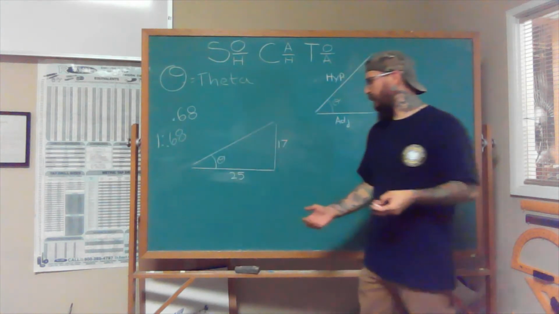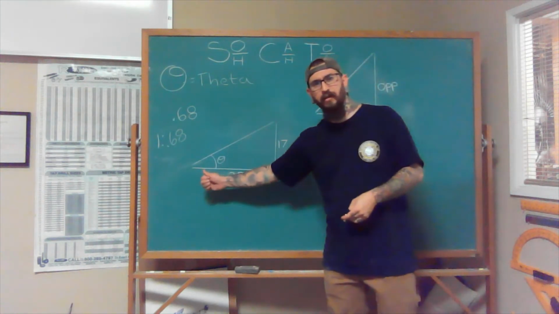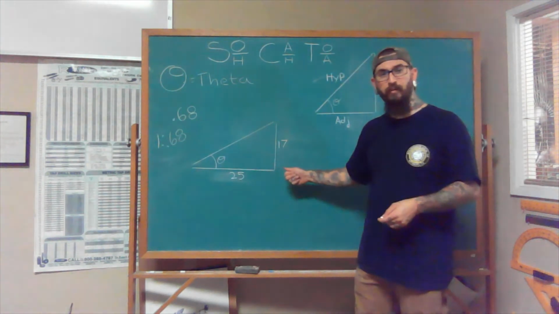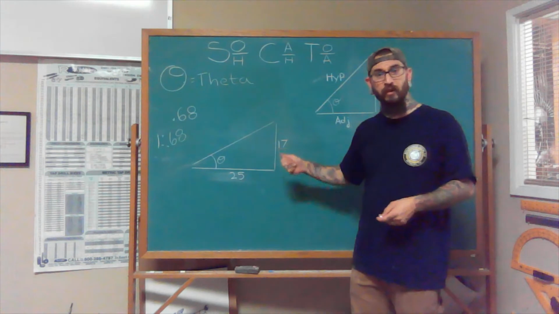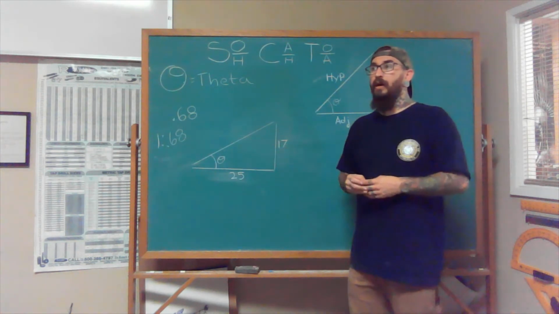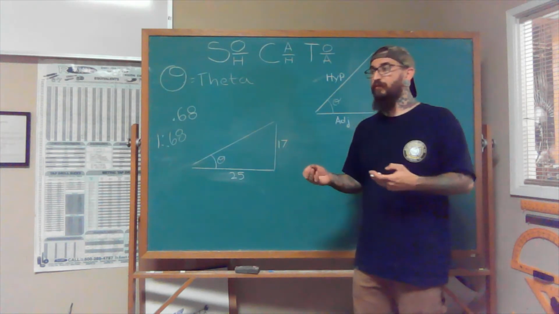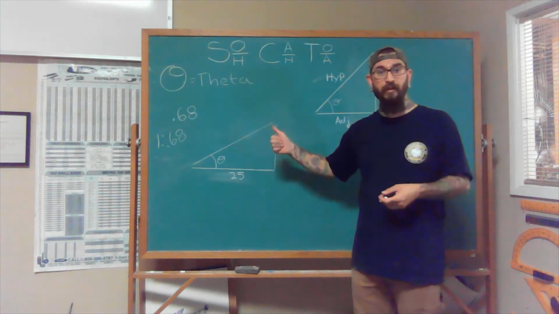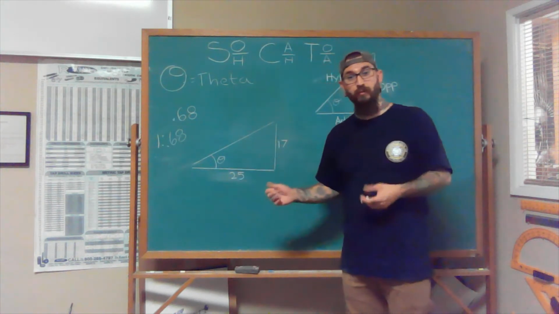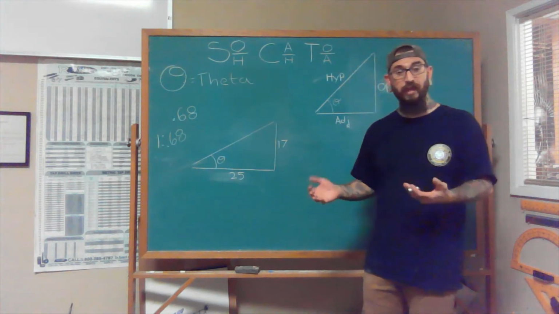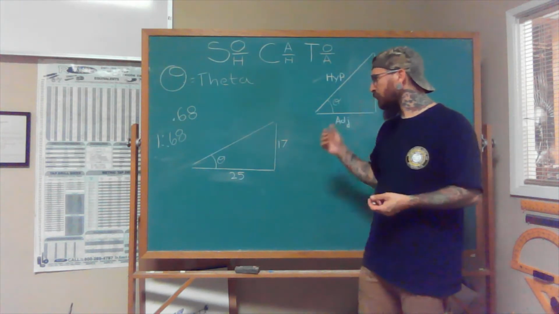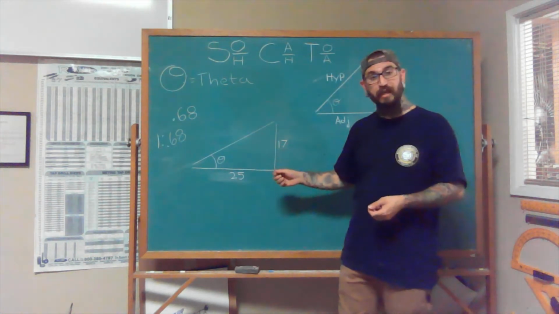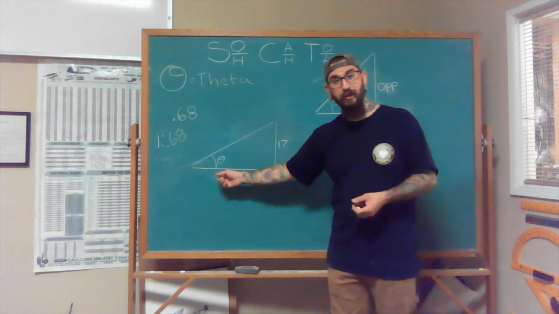Or what we could say is for every 1 inch over on the base we go, this is going to come up 0.68 inches. Or roughly, 5/8 is 0.625, so 11/16 roughly is what that would be coming up for every inch over, which is a very easy way to do layout of certain angles. We could also say that this leg right here is 68% of this leg right there.